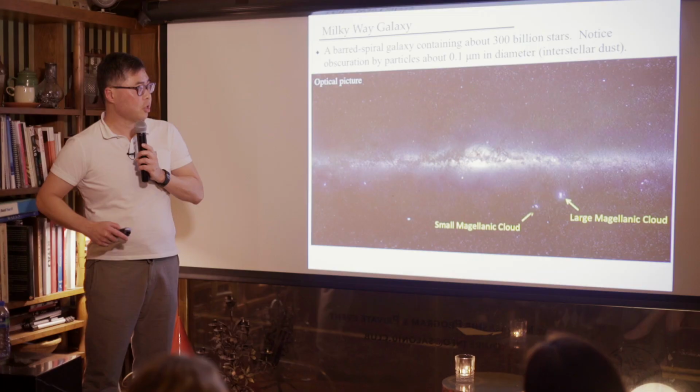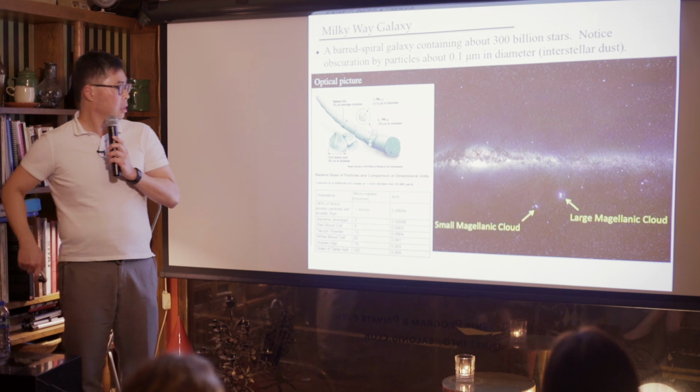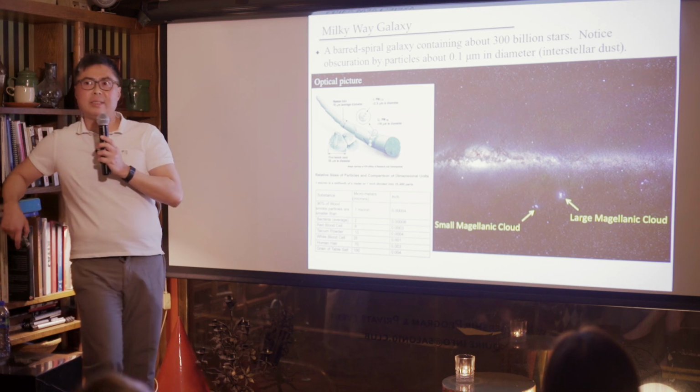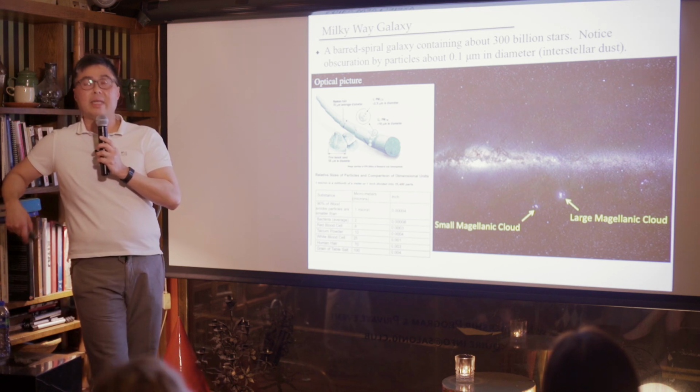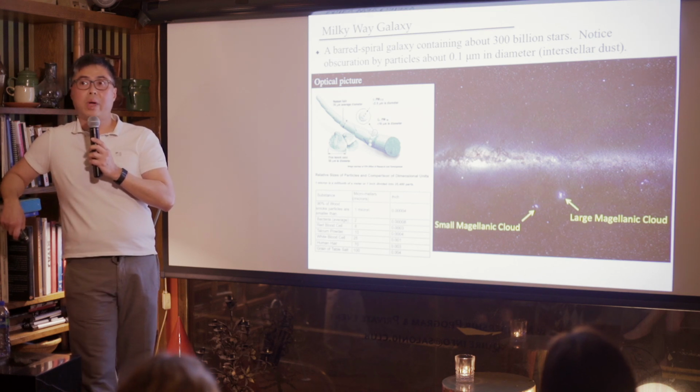So here again is the Large Magellanic Cloud and the Small Magellanic Cloud. How small? Typical dust grains in the gas between stars, in the space between stars, are about 0.1 micron.